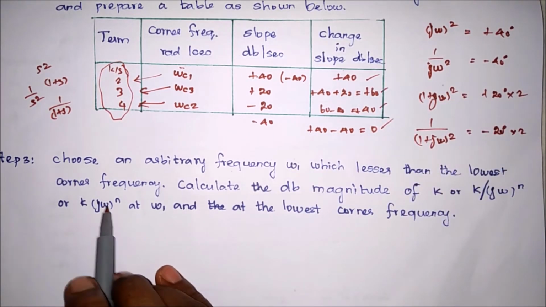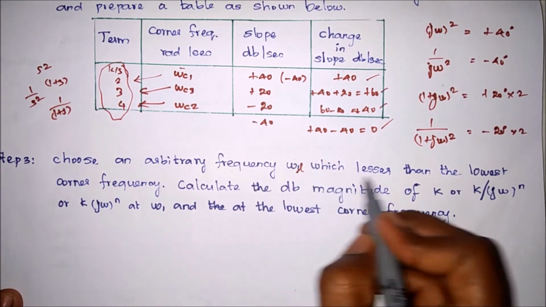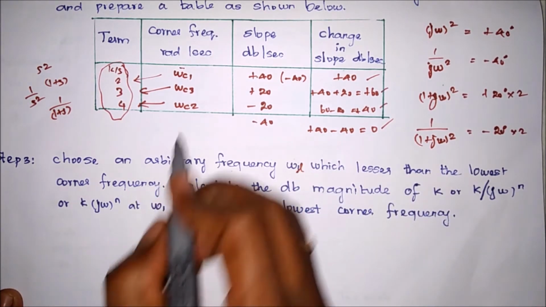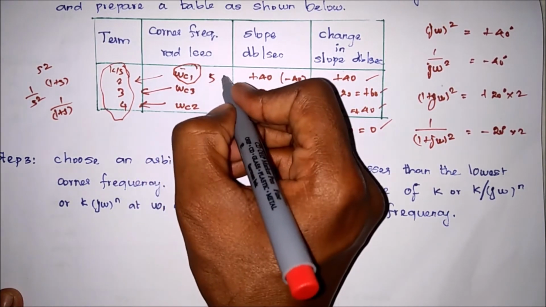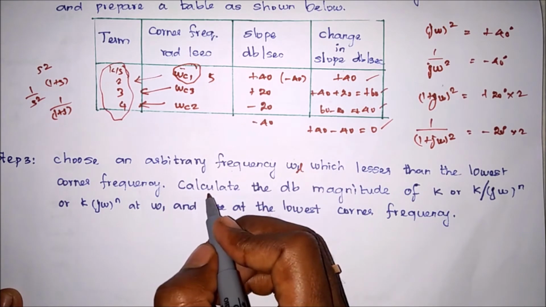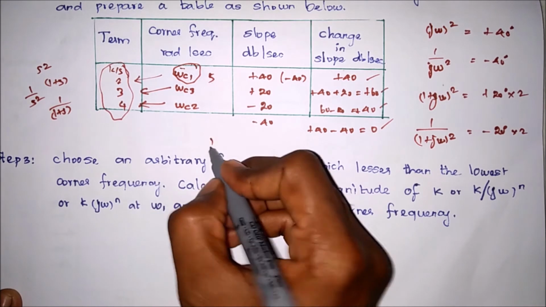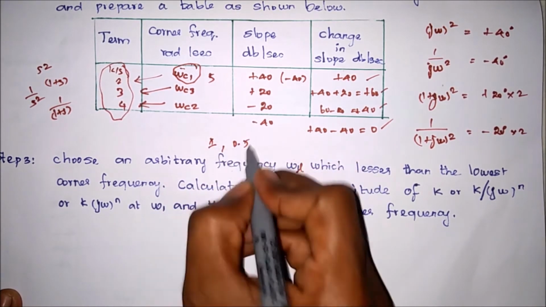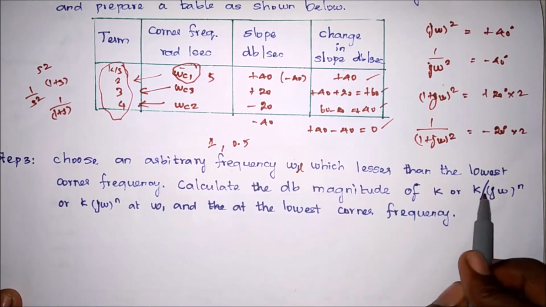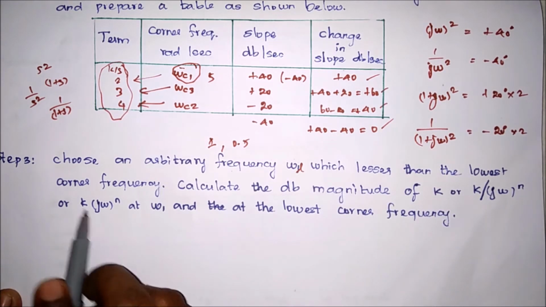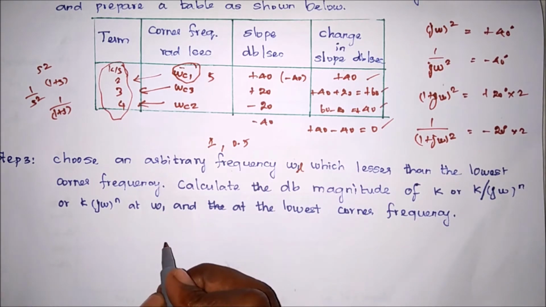Next step 3. In step 3, choose an arbitrary frequency omega L which is lesser than the lowest corner frequency. So here the lowest corner frequency is suppose 5. 5 is the lowest corner frequency, means we have to select an arbitrary frequency. It may be, we can say, 1 or 0.5. So likewise we have to select. Calculate the decibel magnitude for K or K by j omega n or K j omega n at the omega L and at the lowest corner frequency.